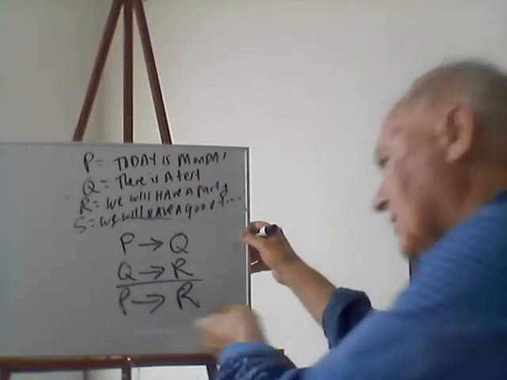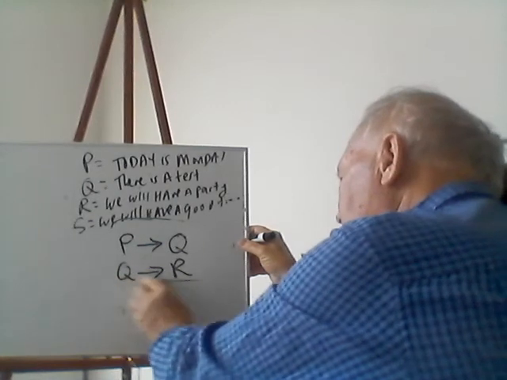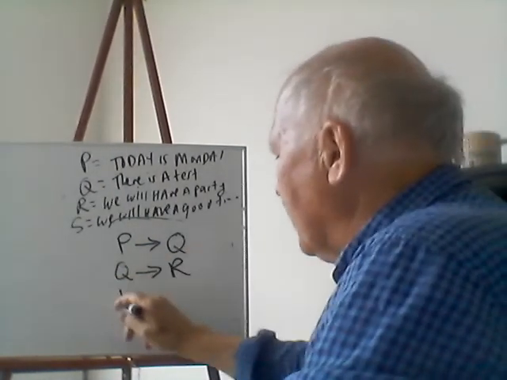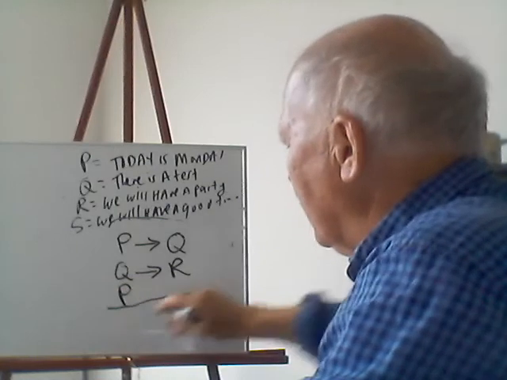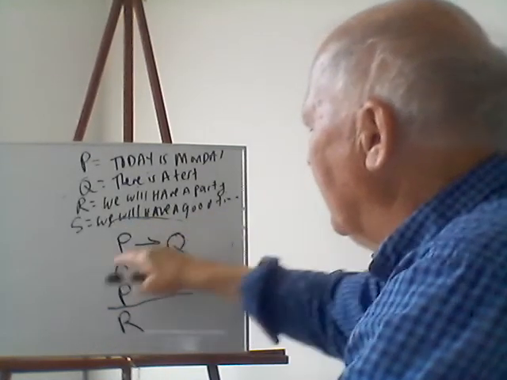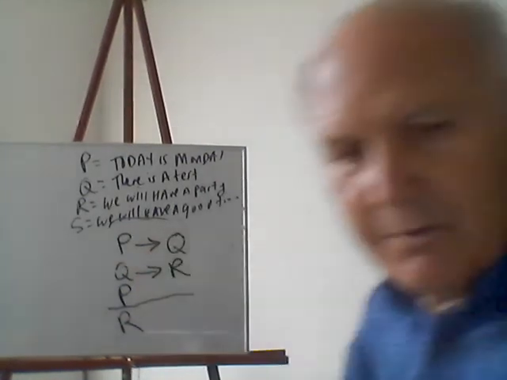I could make it pretty much the same by getting rid of the conditional and putting the P as a premise, and then it will also be valid. It's still a chain argument. If P then Q. If Q then R. P is the case, so therefore R is the case.